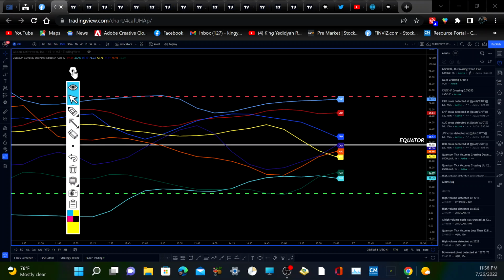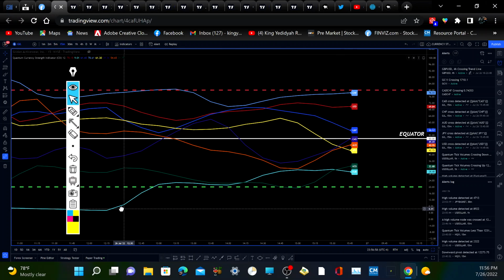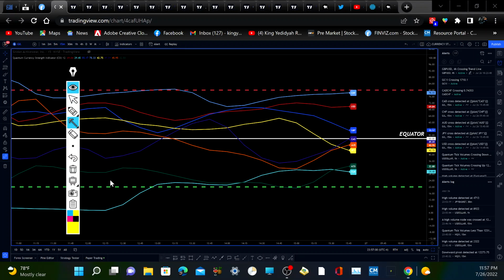Let's see, we have the Euro right here. All right, so the Euro right here is below the oversold level it was, and we pushed up above, and we have a kind of upward trajectory, right? So it's not really that strong though. It's kind of having this pullback here. It's probably gonna go back to oversold, right?